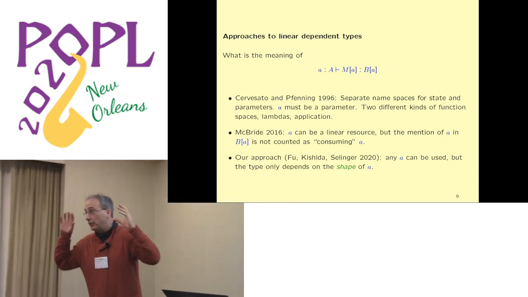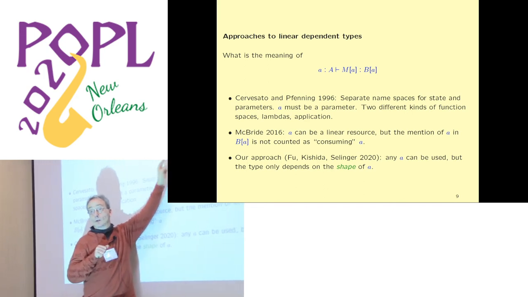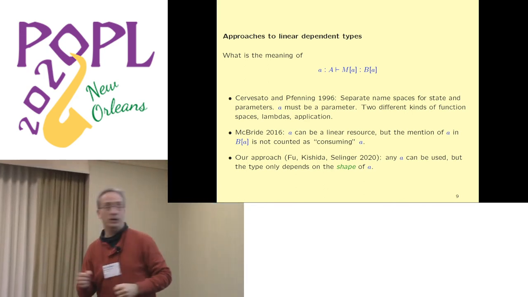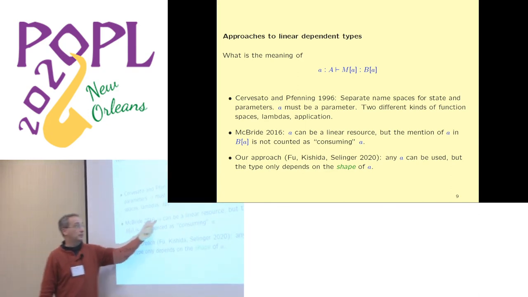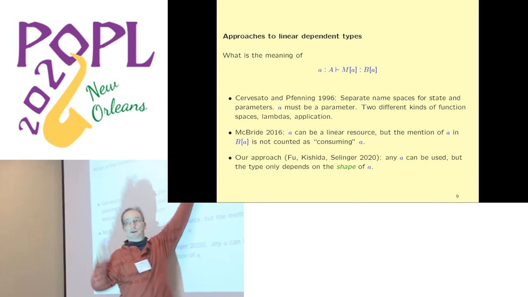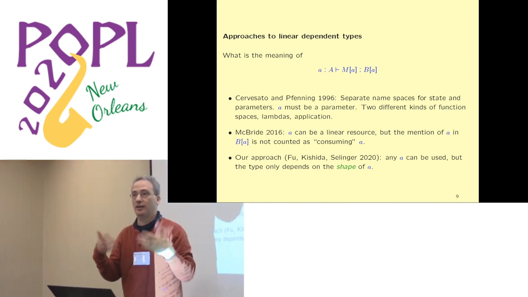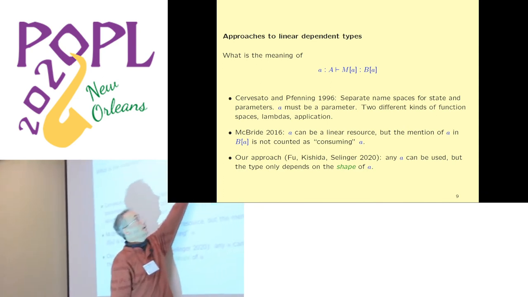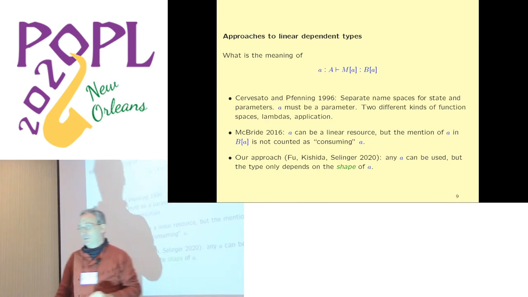And then you say the only things that can be used as indices are the nonlinear things. So that's sort of killing off all the interesting stuff in a way. And then there's this approach by McBride who says, even if A is a linear resource, I'm actually still allowed to mention it in B of A. But he makes a distinction between mentioning A and actually consuming A, in the sense of actually using up the linear resource. So he says, we only mentioned it here, but we didn't really consume it, so that doesn't count as a violation of linearity.